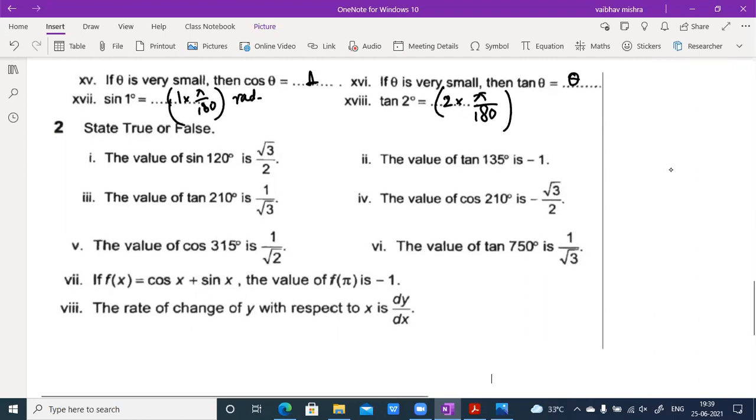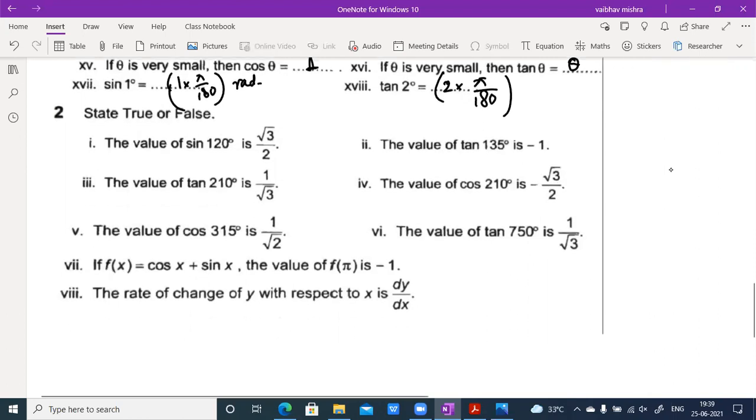तो एक एक करके ये अपना अपना ऑप्शन पकड़ते जाओ. Start from Ayush. I'm taking the same sequence as you appear in my participant list. Ayush, the first one is correct. Sin 120 is root 3 by 2. Check.